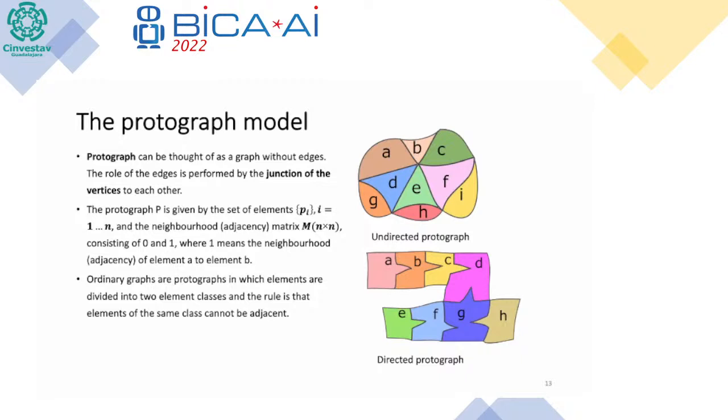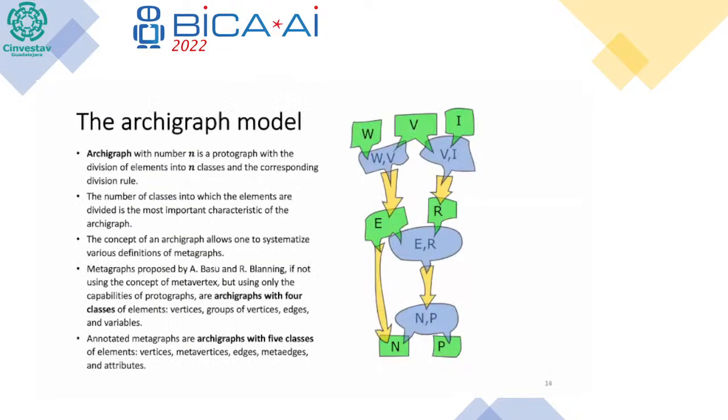Ordinary graphs are protographs in which elements are divided into 2 element classes, and the rule is that elements of the same class cannot be adjacent. In the pictures, we see 2 types of protograph model, undirected protograph and directed protograph. An archigraph with number n is a protograph with the division of elements into n classes and a corresponding division rule. The number of classes into which elements are divided is the most important characteristic of the archigraph.